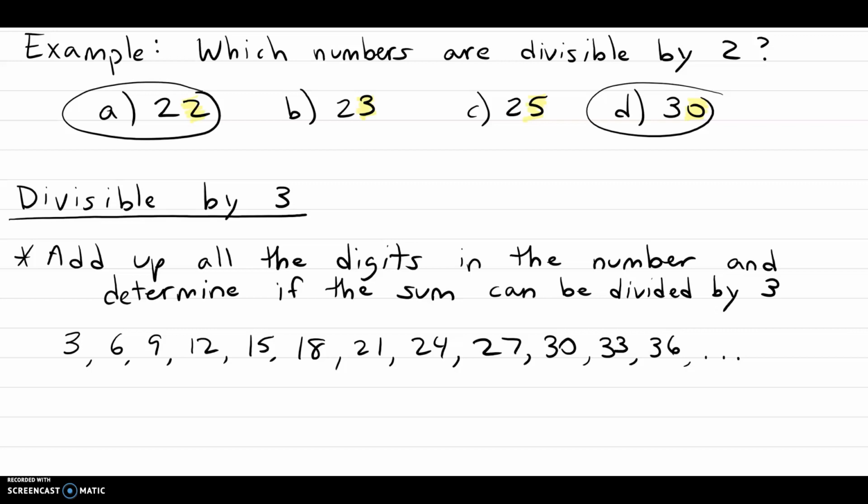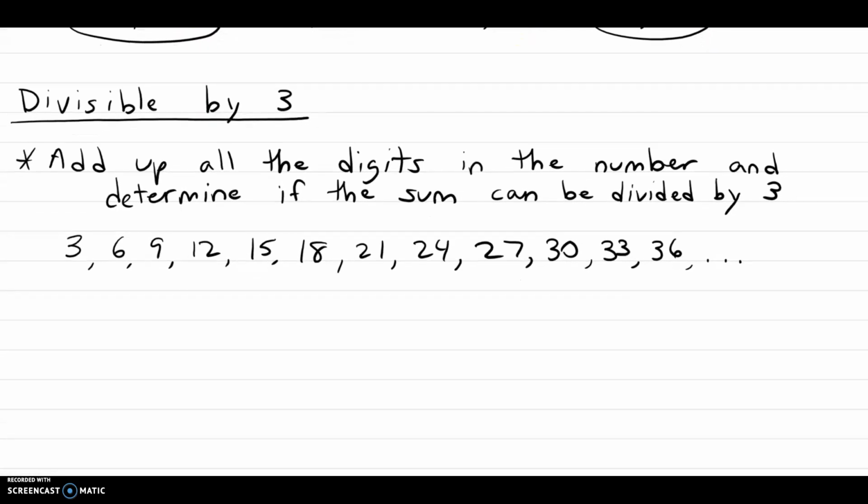So for example, let's take one of these numbers. Let's consider 36. If you add up the digits in the number, 3 plus 6 gives me 9. So when I add those two together, I get 9. 9 is one of the multiples of 3, so that means I can divide that number by 3. Just because 9 divided by 3 is 3.